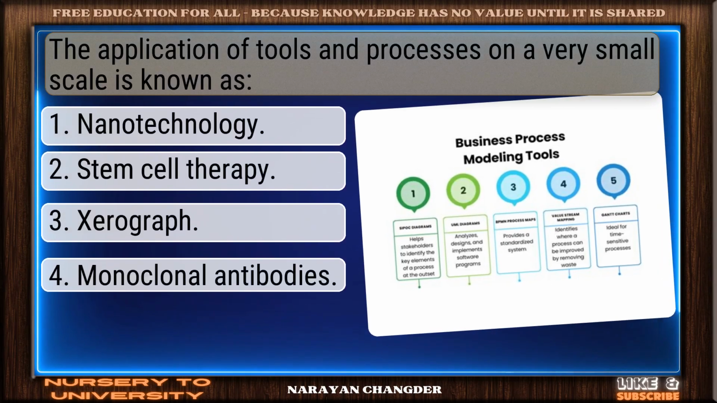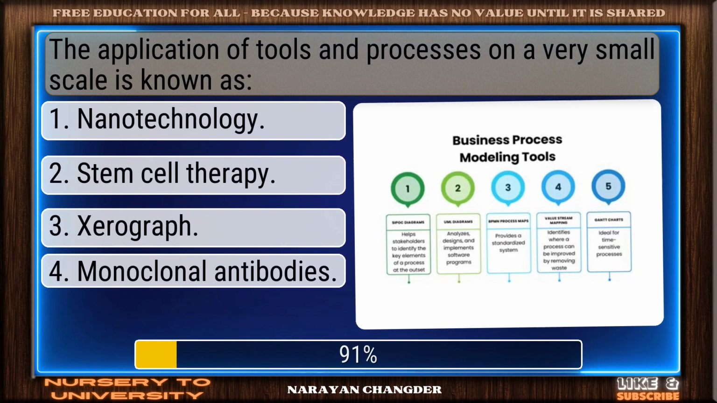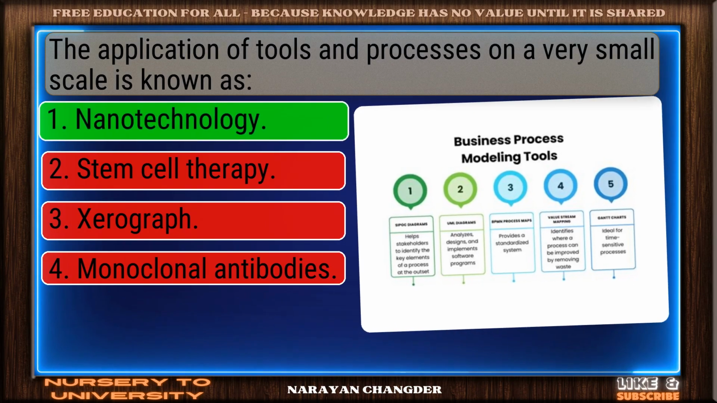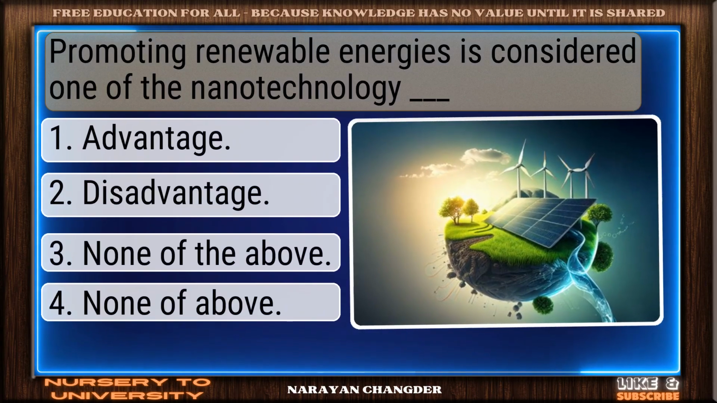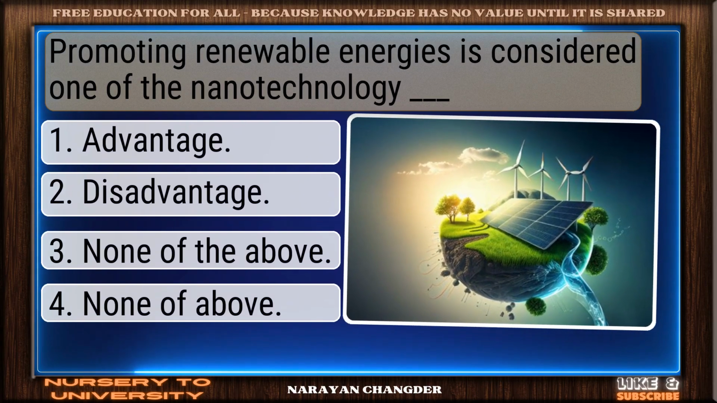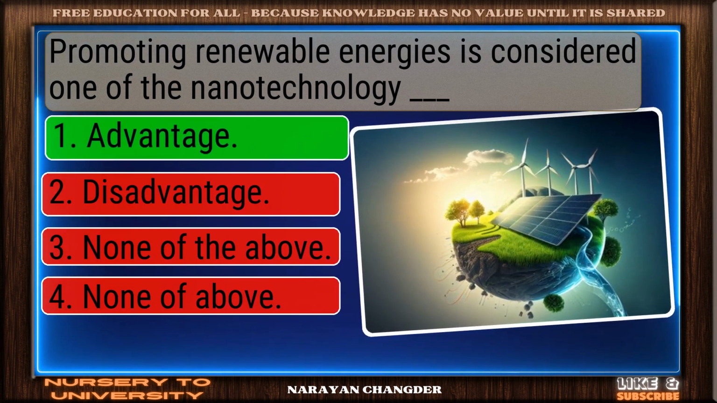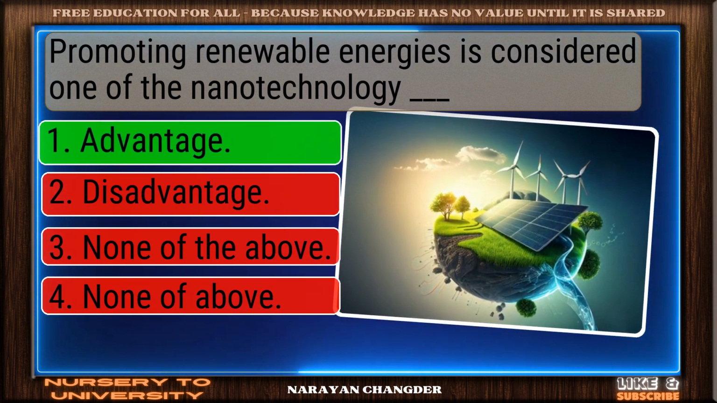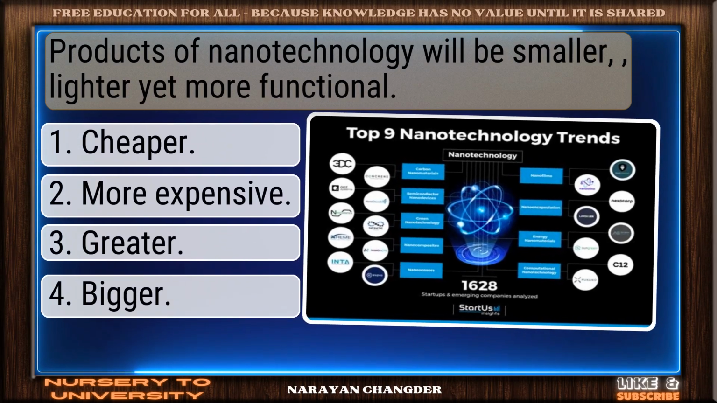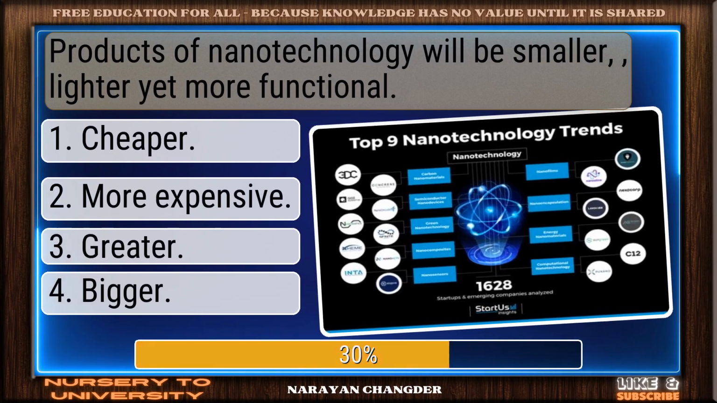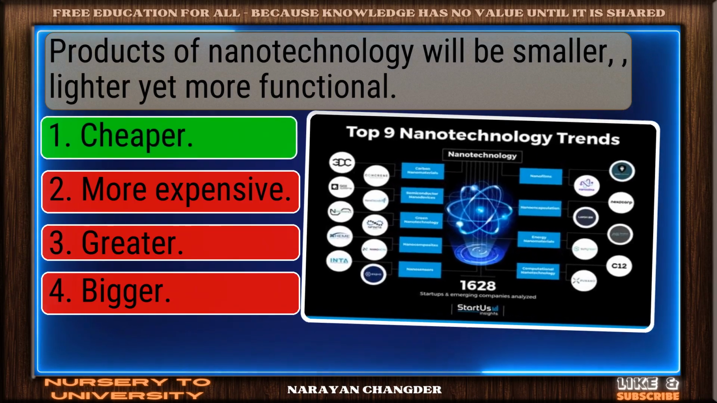The application of tools and processes on a very small scale is known as. You got it. Your choice, nanotechnology, is right. Promoting renewable energies is considered one of the nanotechnology dash. Well reasoned. Advantage is the correct choice. Products of nanotechnology will be smaller, lighter yet more functional. Bravo! Cheaper is the answer.